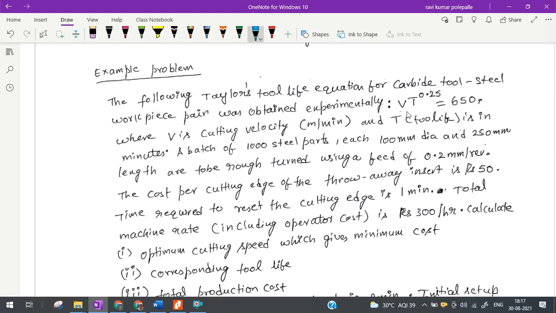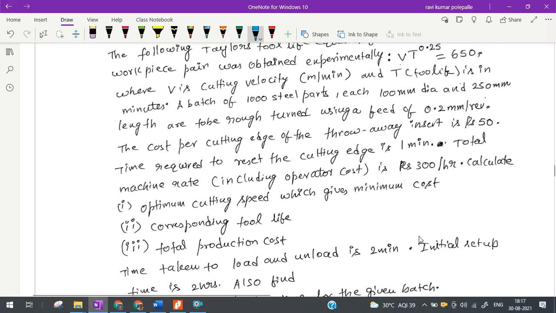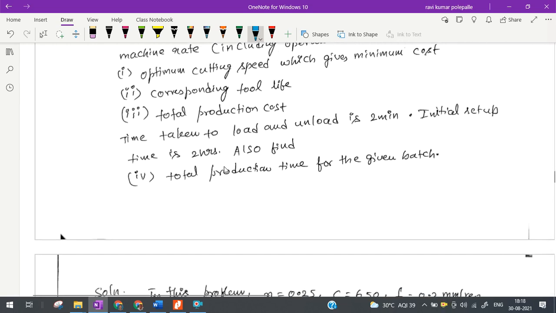V T power 0.5 is 650, cutting velocity. So a batch of 1000 steel parts is to be produced, 100 mm diameter, 250 mm length. Feed is fixed at 0.2 mm per revolution. Cost per tool 850. Time to reset 1 minute, Ts. And the machine rate 300 per hour. So we are required to find the optimum cutting speed which gives me the minimum cost, corresponding tool life, production rate, right?